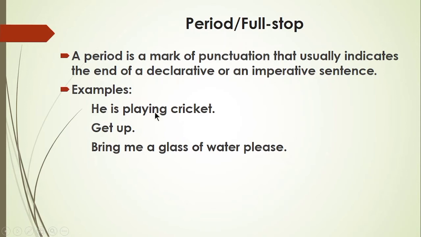For example, "He is playing cricket." Now it's a declarative sentence. It gives a simple statement. So any sentence that gives a simple statement is called a declarative sentence. Such sentences are ended with a full stop or period.